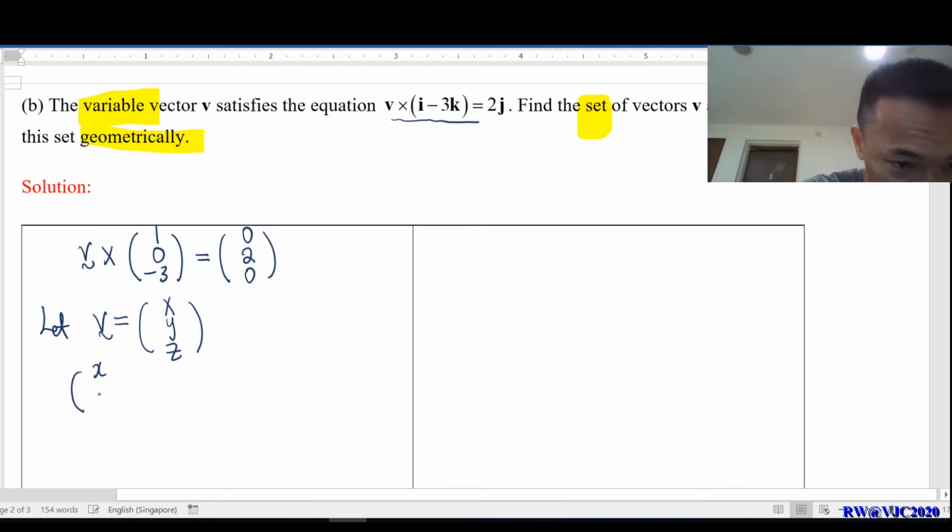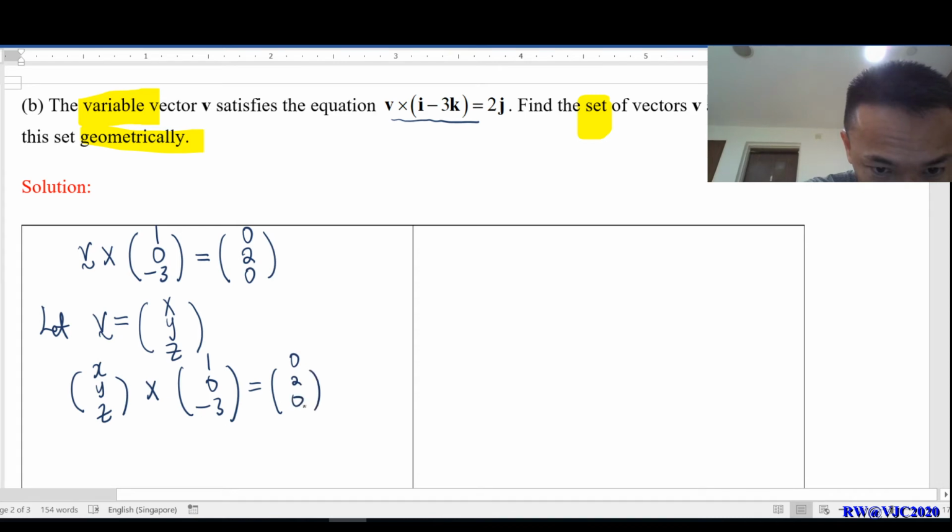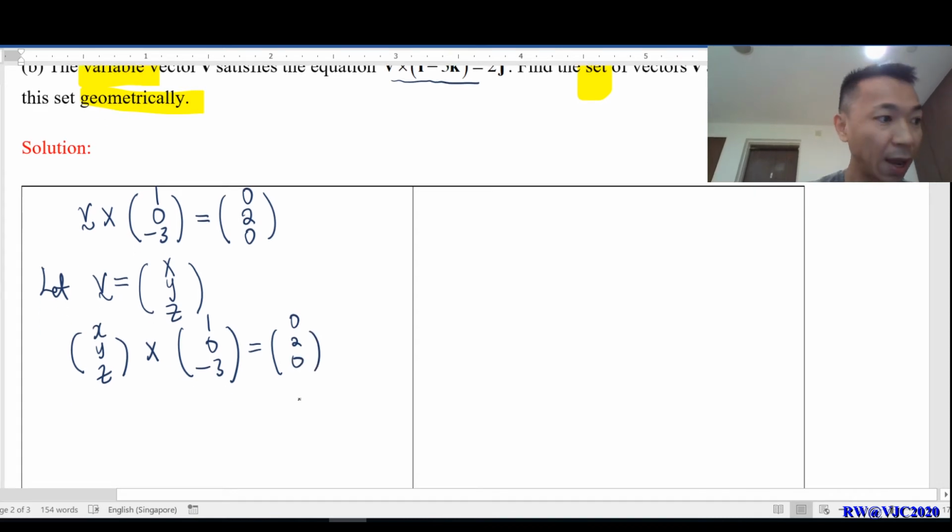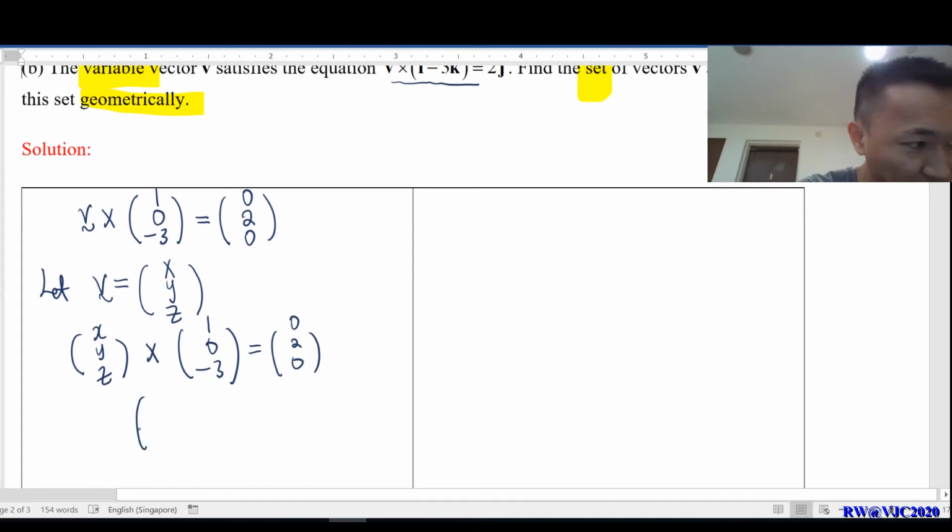You say (x, y, z) cross (1, 0, -3). We can all do cross product. Yeah, we do cross product. You realize that this is -3y. This is 3x plus z. This is minus y.